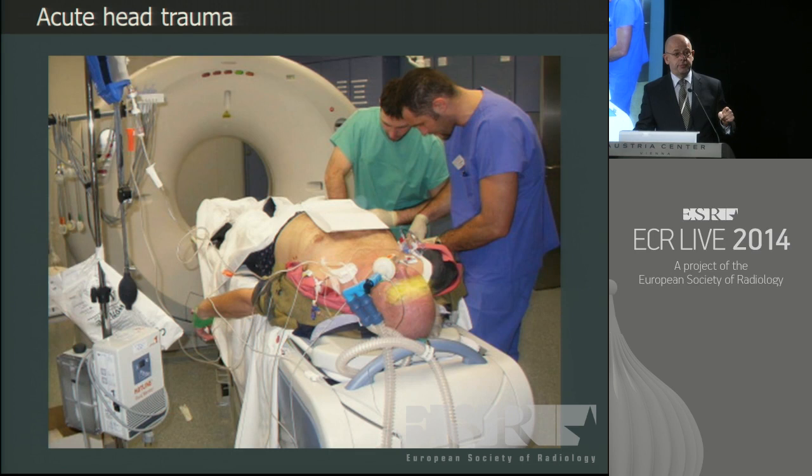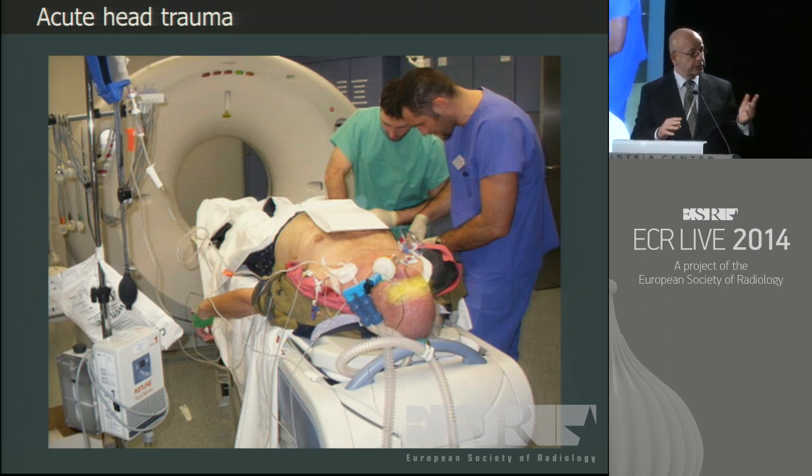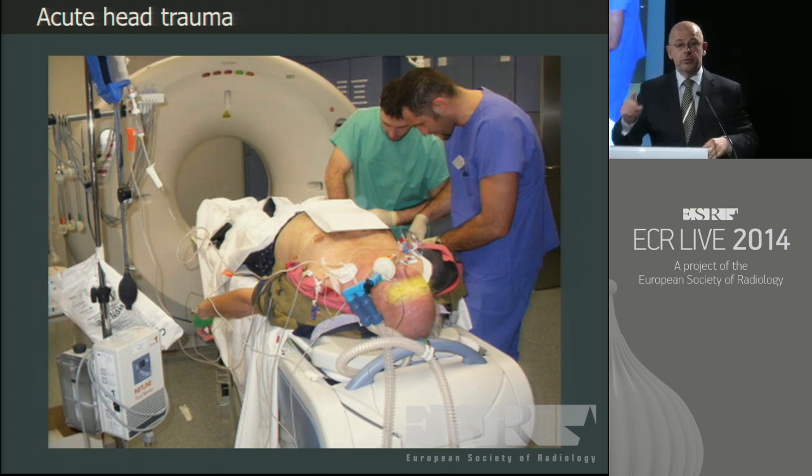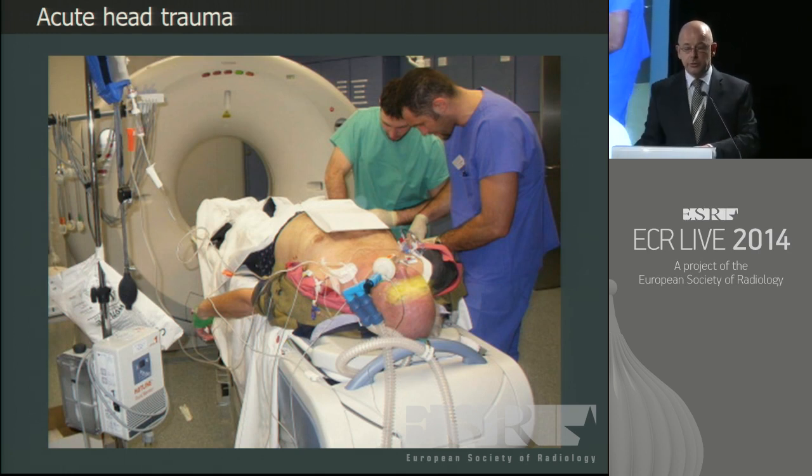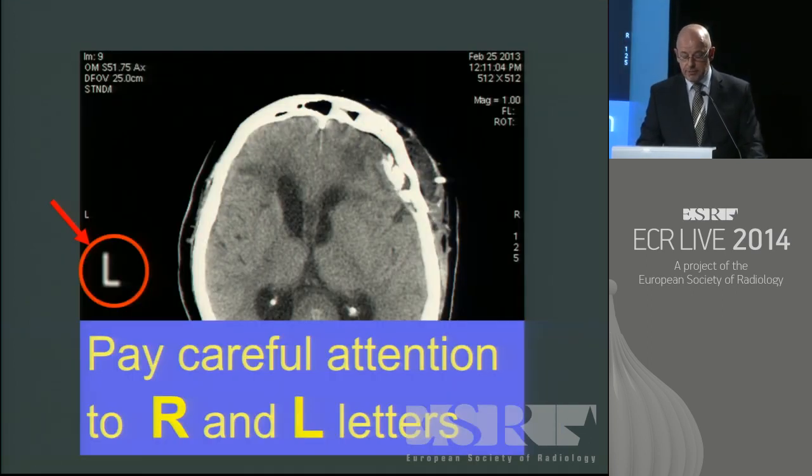Of course, it could also be changed by the technician, but we prefer to have the command, because sometimes the technician forgets about it, sometimes not. So if we know that there is a legs-first command, we know which is the right or left side of the patient. So my advice is to pay careful attention to the R and L letters, because if you say that these lesions were on the left side of the patient and the surgeon sees it and operates on the left side, you are in big trouble and the neurosurgeon is in big trouble.